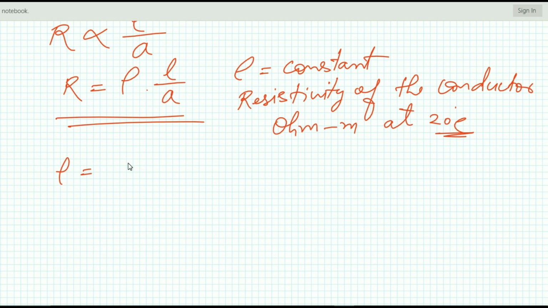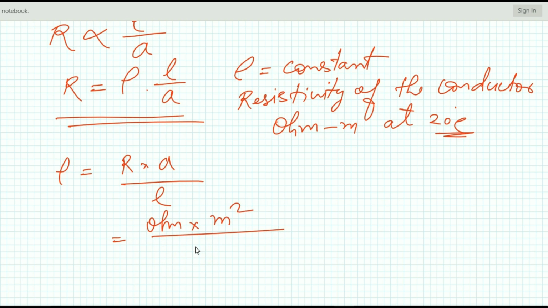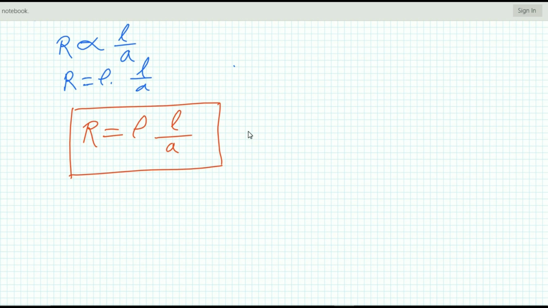Rho, you can write, rho equal to R into A by L. Okay, if we put the unit of R, that is ohm, and unit of A is meter square, if we take the dimension of the conductor in meter, and unit of L is meter. Okay, so one meter is cancelled here and it is left with ohm meter. Okay, that's why the unit of the resistivity is ohm meter. So this is the resistance equation that is determined from the dimension of the conductor.